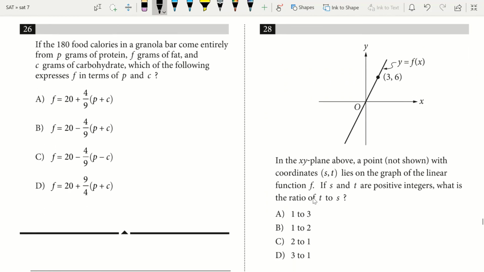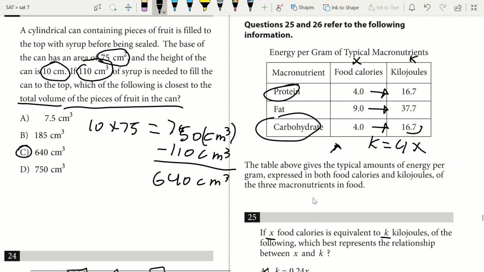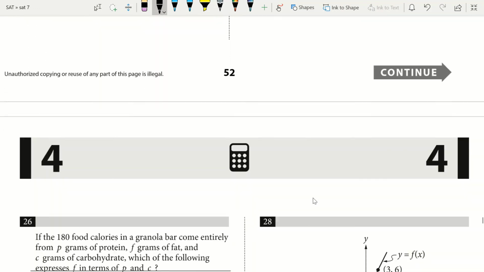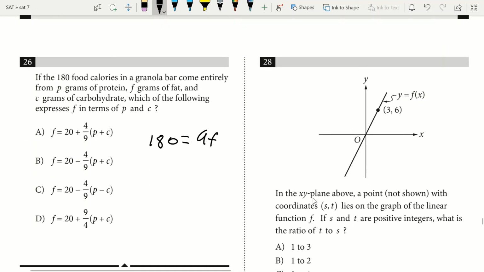All right, question 26. If the 180 food calories in a granola bar come entirely from P grams of protein, F grams of fat, and C grams of carbohydrate, which of the following expresses F in terms of P and C? All right, so I'm solving for F. Well, I was told up here the calories per 1 gram of fat. So for 1 gram of fat, I get 9 calories, so it's going to be 9F, and then I'm going to have 4 calories per gram of protein and 4 calories per gram of carbohydrate. So my equation is that 180 calories total is going to equal 9 times every gram of fat plus 4 times every gram of protein plus 4 times every gram of carbohydrates.